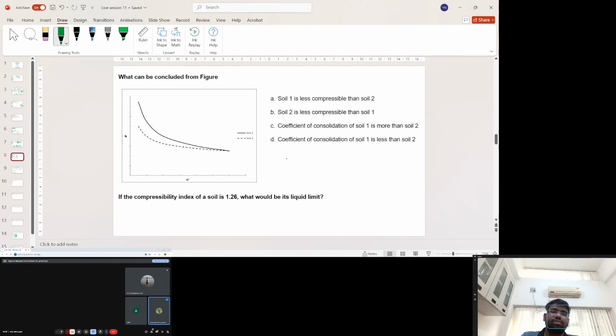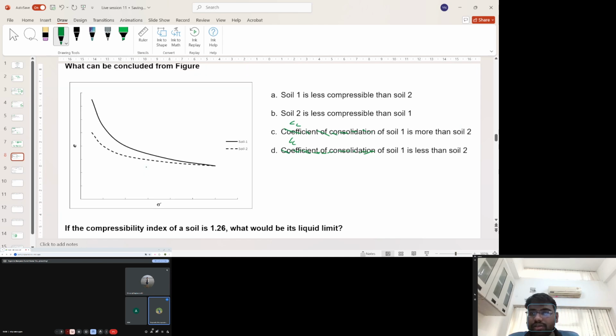What can be concluded from the given figure? There is a slight correction here. Change it from coefficient of consolidation to compression index Cc. From the figure given, maybe I will just zoom it a bit. What can be concluded from this figure about the compressibility?